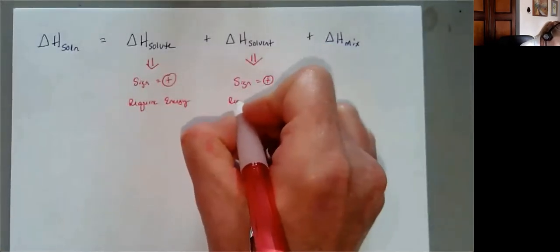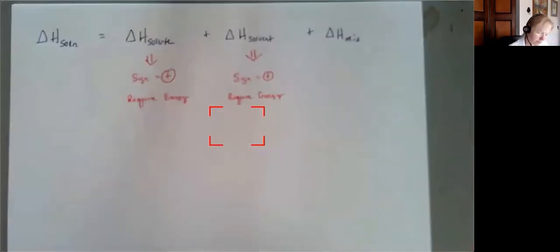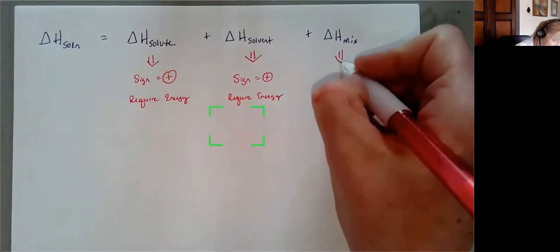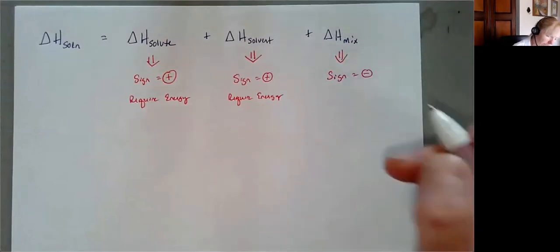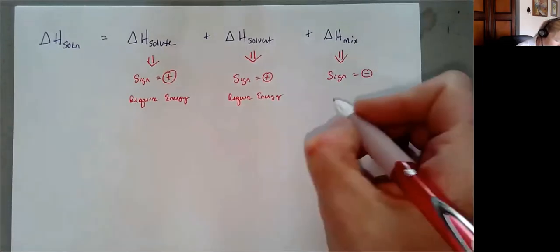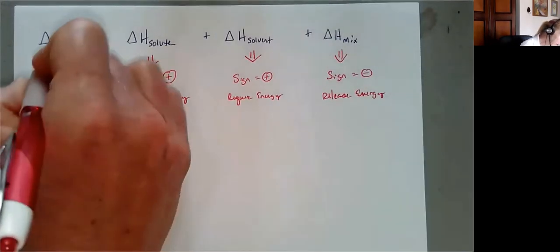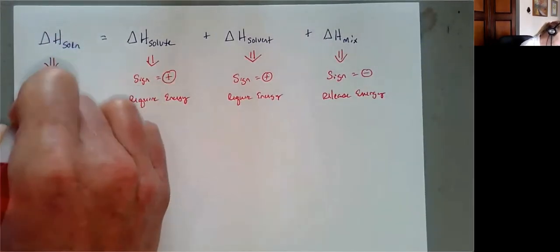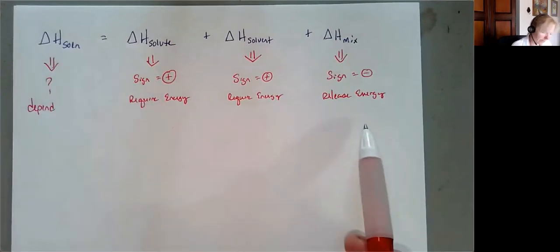That's going to require energy to break apart those solvent molecules. My sign here for delta H mix is always going to be negative because that's the energy that I get when I form those new intermolecular forces. So here I'm going to release energy. And so my sign for overall is going to depend on the magnitude of this, the magnitude of this, and the magnitude of this.